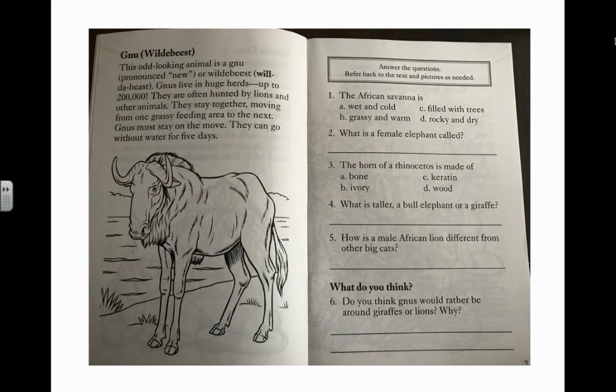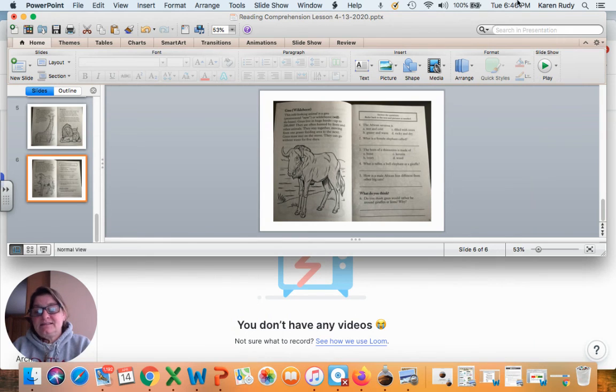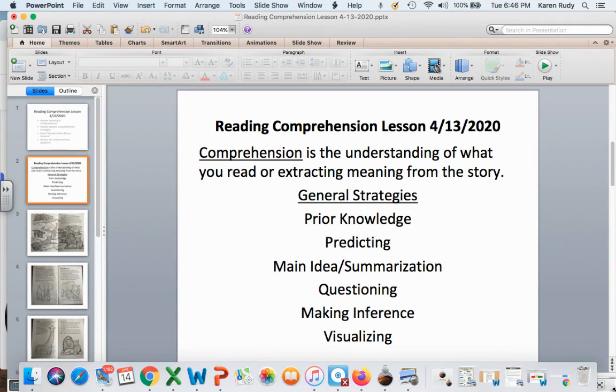So, boys and girls, our reading comprehension lesson today is about understanding what you read, extracting meaning from that story, using our strategies: prior knowledge and predicting, main idea, summarization, questioning, just like we did all those questions at the end of the story, making inferences. That last question was making an inference. What do you think might happen? And visualizing, we used a lot of that throughout the story, being able to look at the pictures and really see what our animals might look like.